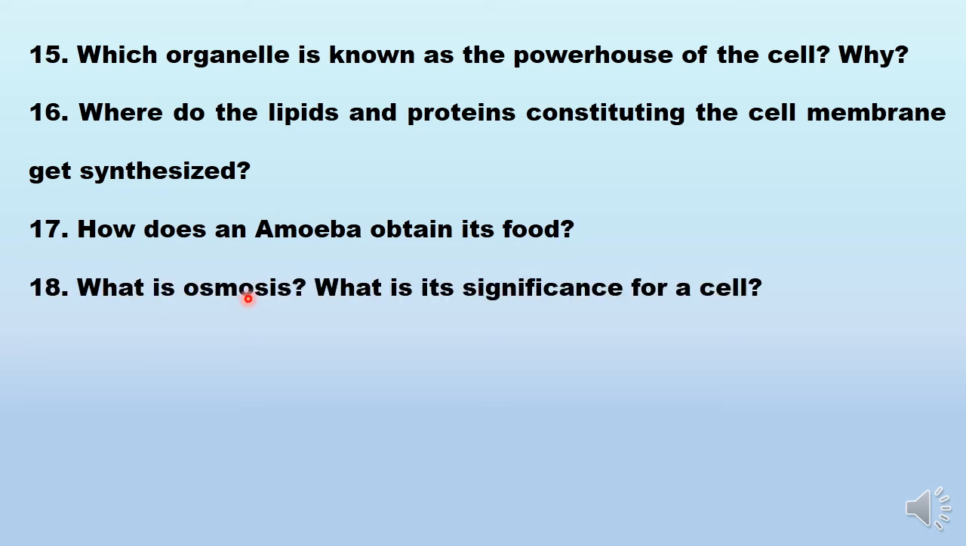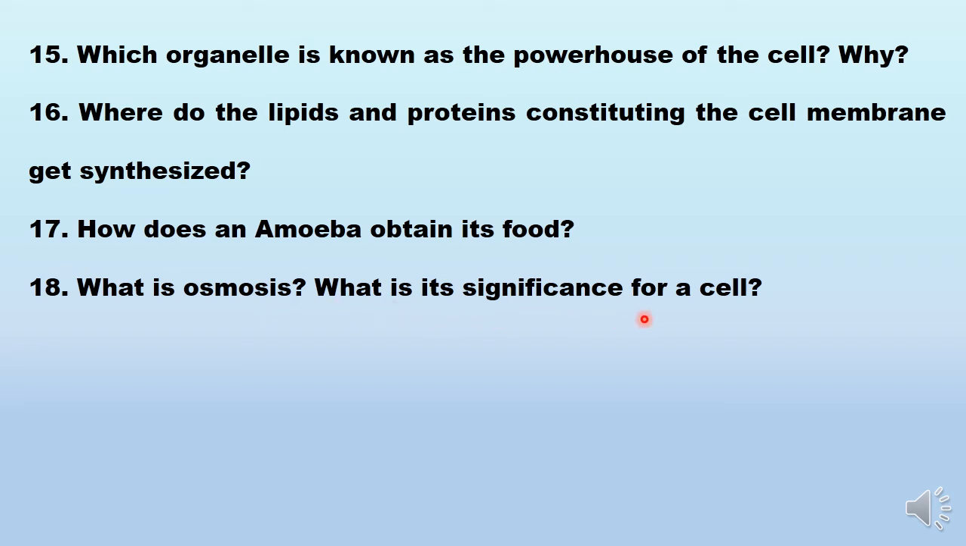Now, what is osmosis? What is its significance for a cell? So first you have to define what is osmosis. Osmosis is the spontaneous movement of water molecules from its high concentration region towards the low concentration region through a semi-permeable membrane. So there has to be a semi-permeable membrane, and here we are talking about the plasma membrane.